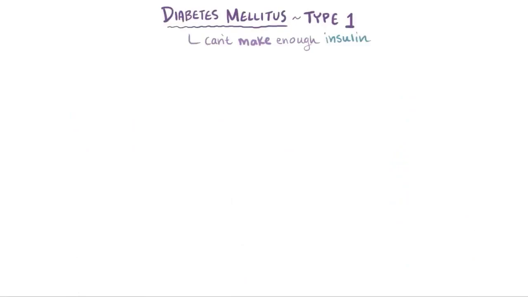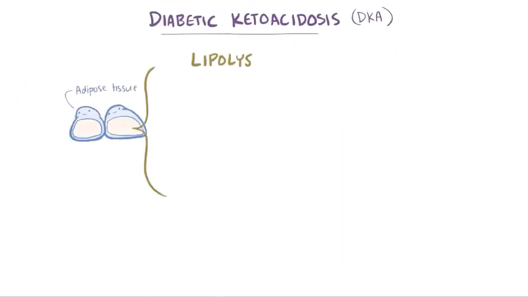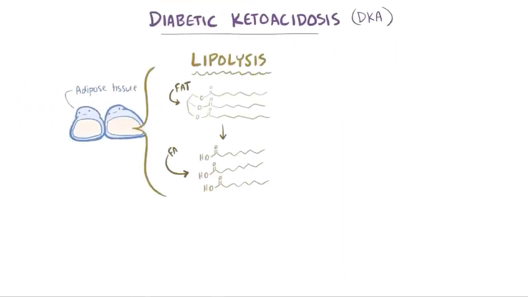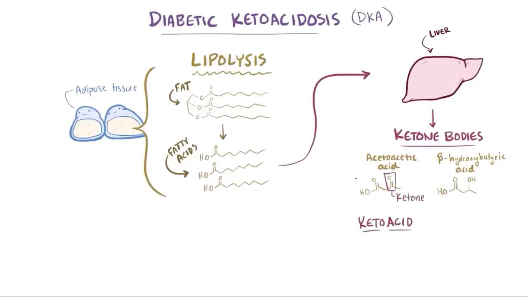One really serious complication with type 1 diabetes is called Diabetic Ketoacidosis, or DKA. To understand it, let's go back to the process of lipolysis, where fat is broken down into free fatty acids. After that happens, the liver turns the fatty acids into ketone bodies, like acetoacetic acid and beta-hydroxybutyric acid. Acetoacetic acid is a keto acid because it has a ketone group and a carboxylic acid group. Beta-hydroxybutyric acid, on the other hand, even though it's still one of the ketone bodies, isn't technically a keto acid, since its ketone group has been reduced to a hydroxyl group.